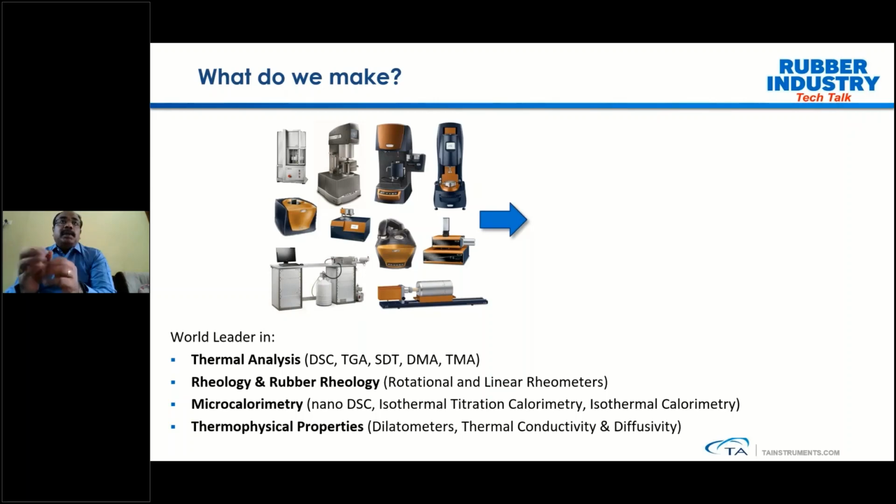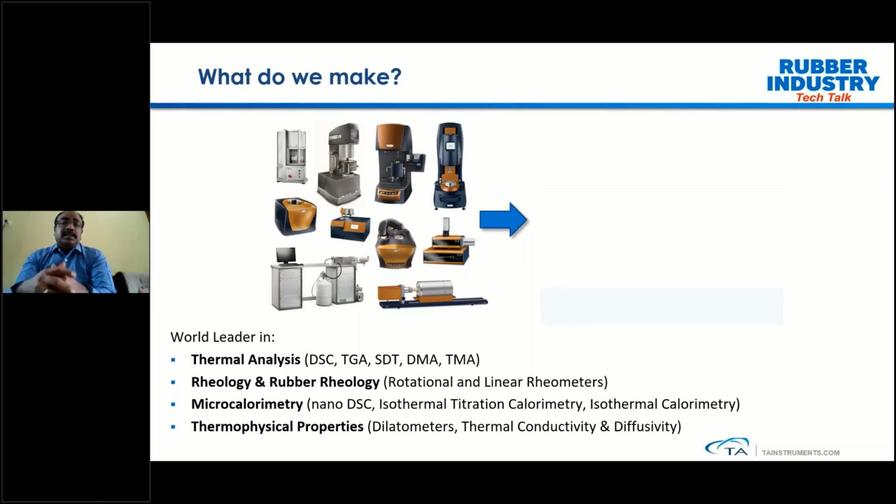So these microcalorimetry products are mainly for the life science industries, where people are working on proteins, ligands, those kinds of things. And then the fourth product group is about thermophysical properties. Here we have various instruments, such as dilatometer, thermal conductivity, and diffusivity. These instruments are mainly used to understand thermophysical properties such as thermal expansion, shrinkage, thermal conductivity, and diffusivity.